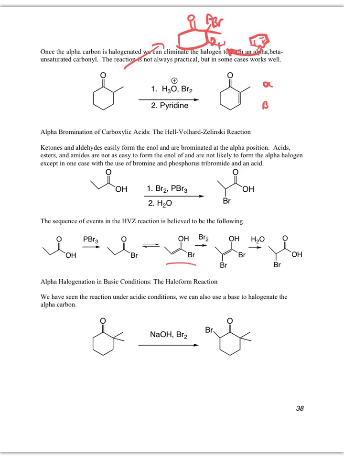We have seen under acidic conditions we can do this. We can also do this under basic conditions to alpha halogenate. So with hydroxide, we're going to make the enolate. In this one, since we have the two methyls on the one side, it can only go on one side. And then that enolate can go attack a molecule of bromine to add it on. So there's not much to either of the mechanisms of this one.